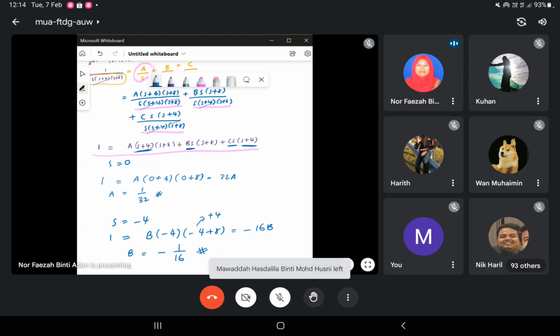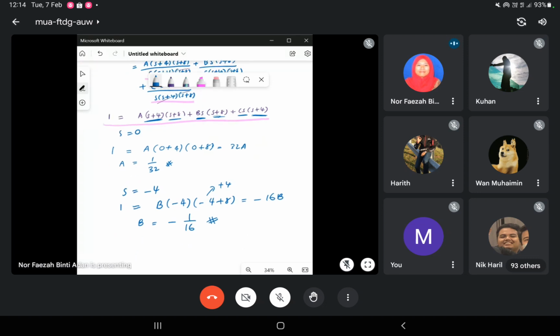Kalau dekat C, cara mudah untuk cari, nak substitute S dengan -8, sebab nanti A dengan B ni akan jadi kosong. So bila kita substitute S sama dengan -8, you kena be very alert. You just have to do a lot of practice untuk identify nak substitute values of S tu apa. Okay, so S sama dengan negatif 8, terms A dan B akan kosong. So you are just left with term C.